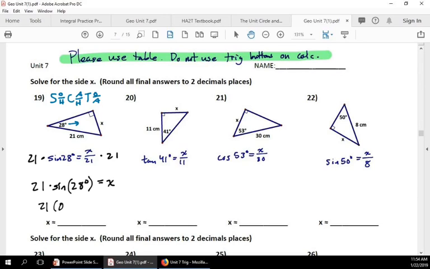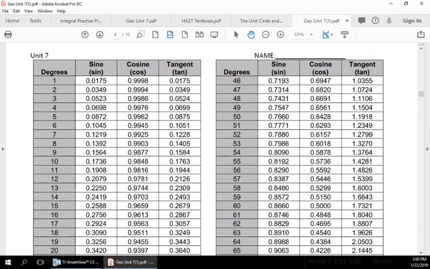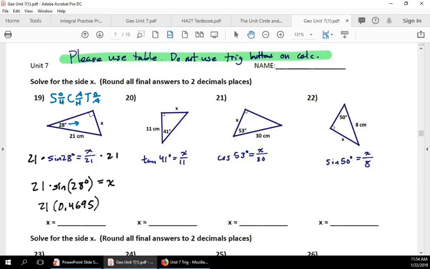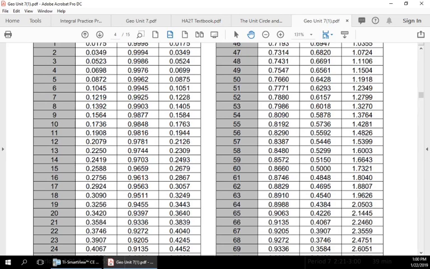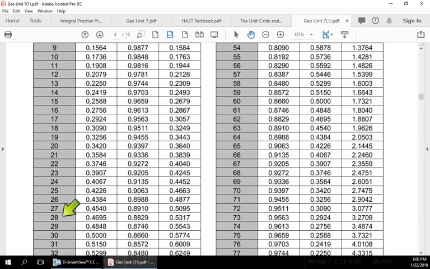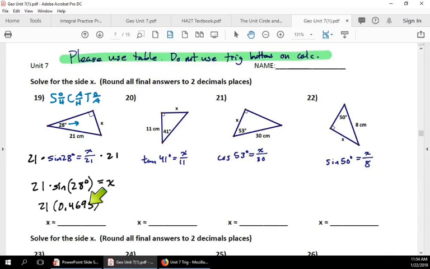Okay, so 21 times sine of 28 degrees is 21 times 0.4695. Now, I got this by using the table that I gave you. This is a table of trigonometric values, and since we're looking at sine of 28 degrees, we're going to go over here. I think sine is this column. Actually, I know it is. And I'm going to go down to 28 degrees. 28 degrees is right there, so there you have it, 0.4695, and that's what I use right here.